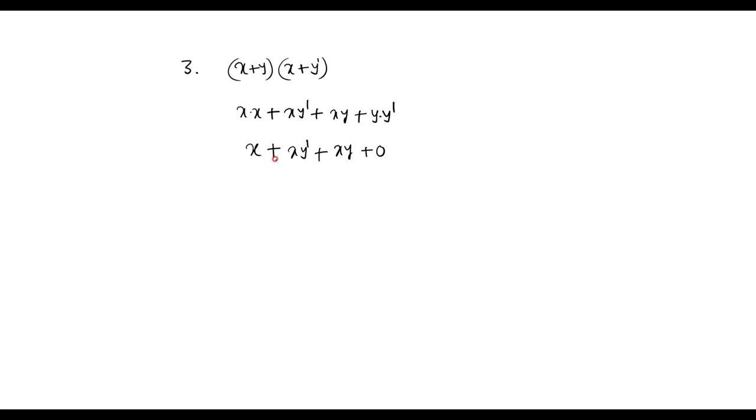So here I can write x + xy' + xy. I'll take x common. I can write x(1 + y') + xy. So here 1 + y' is nothing but 1, that is x·1 + xy. So x·1 is x, plus xy. Here I'll take x common. I can write x(1 + y), and 1 + y is nothing but 1, which is equal to x. So the simplified function of (x + y')(x + y) is nothing but x.